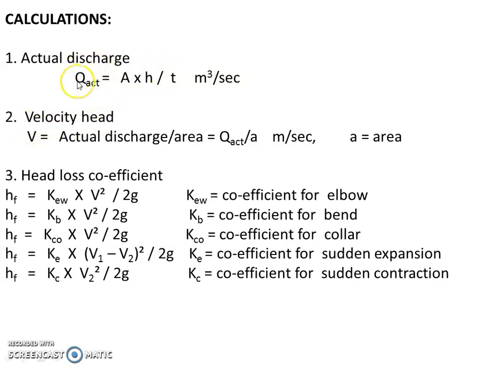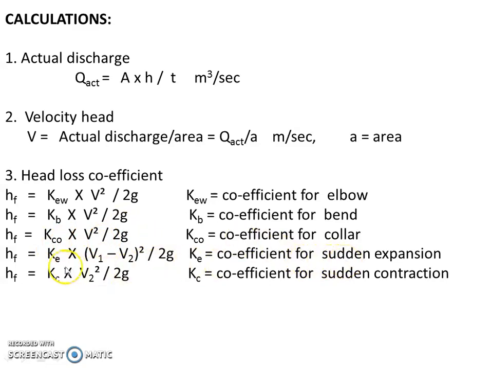Next, by knowing Q actual, we will find out the velocity. So velocity is given by discharge divided by area of the pipe. So it is Q actual divided by A, where A is the area of the pipe. And finally, we will be able to find the head loss coefficient. Head loss for the elbow is given by K into V square divided by 2G, where K_E is the coefficient for the elbow. And for the bend, it is K_B into V square divided by 2G. For the collar, it is K into V square divided by 2G.